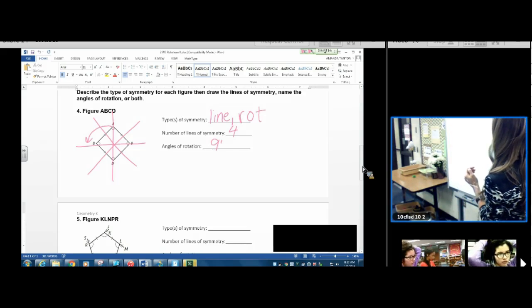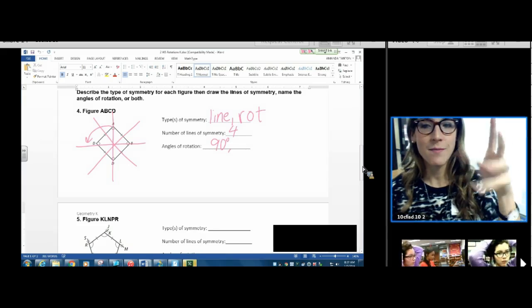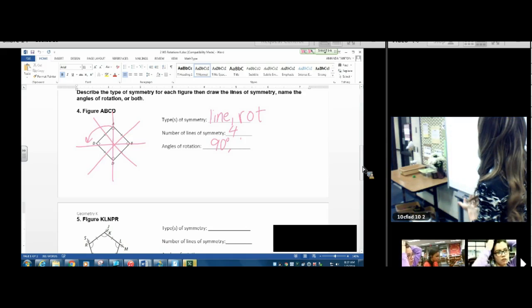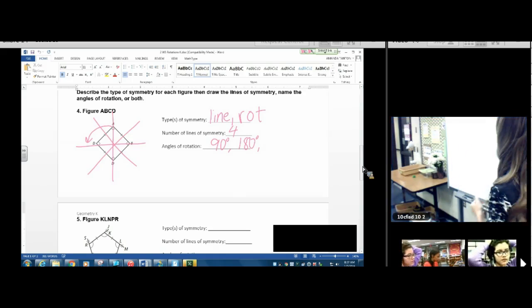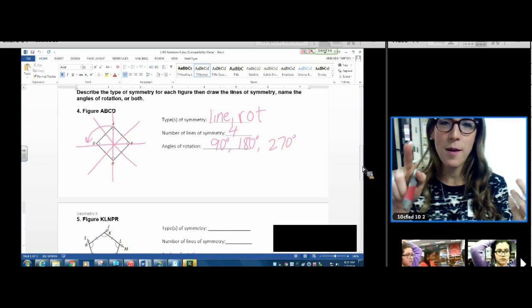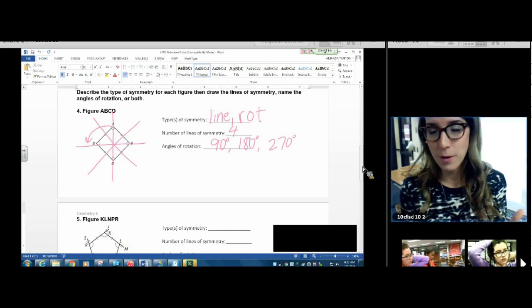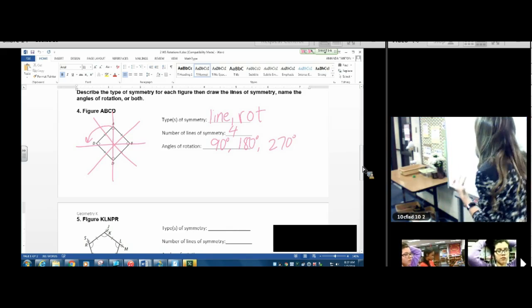How many degrees can I rotate it, and the shape looks the same as how it started? I can rotate it 90, it'll still look like that same square. I can rotate it 180, it'll still look like the original figure, and I can, of course, rotate it 270. How come I don't list 360, which would be the next one? Well, 360 doesn't count because all shapes you can rotate it 360 degrees and end up how it started, okay? So, let's do number 5.